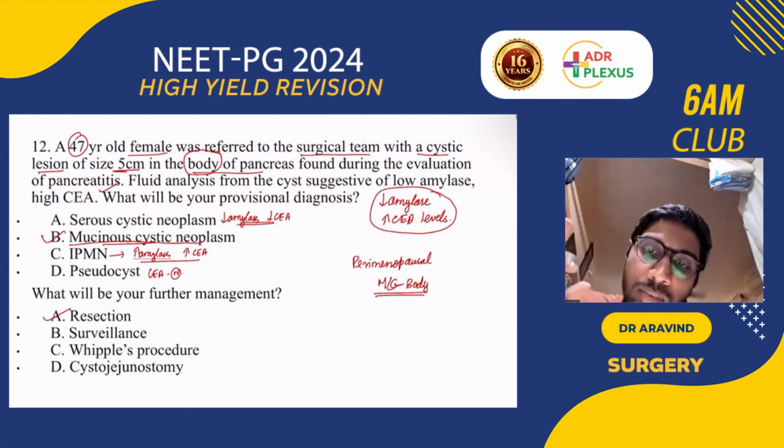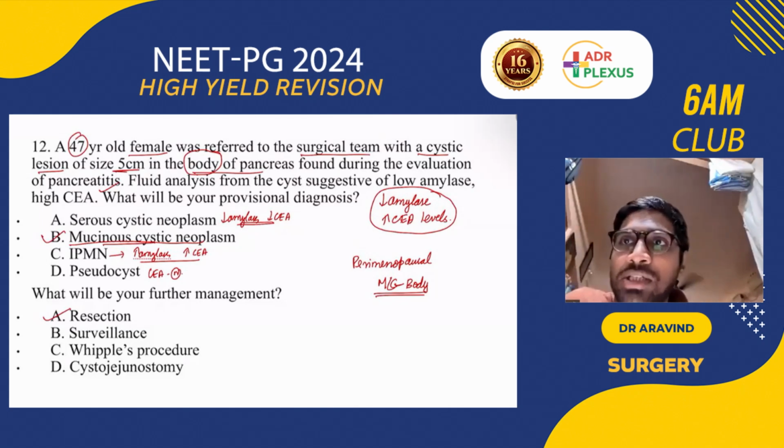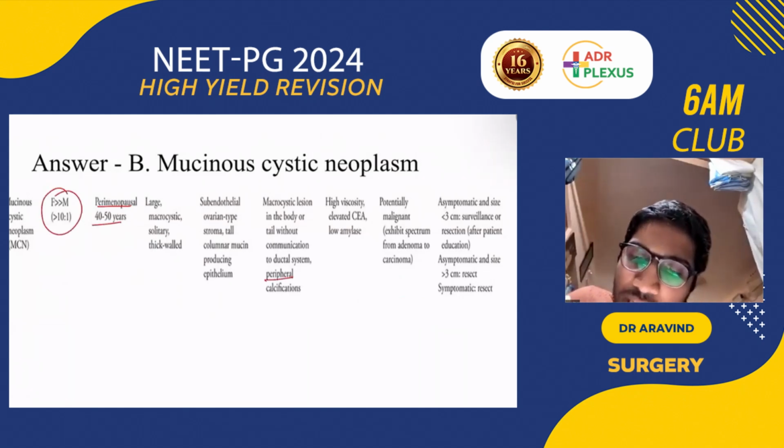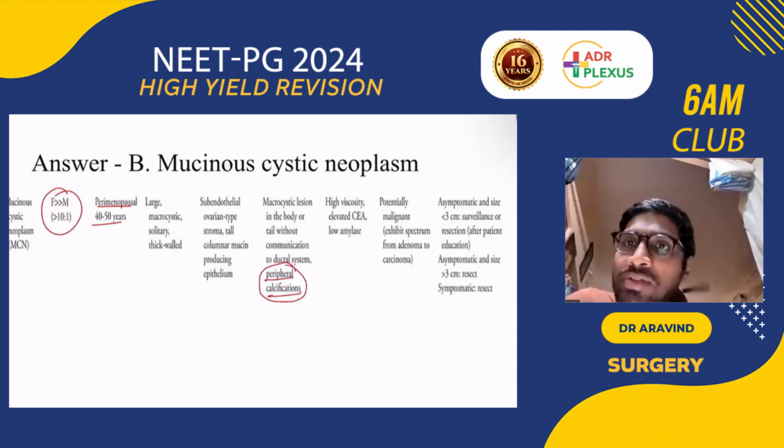So, for mucinous cystic neoplasm, always resection. Whatever the size it might be, you have to do resection only. You cannot put the patient under surveillance. The important points: it is perimenopausal females, I told you. Then you remember peripheral calcifications. CT will show peripheral calcifications.